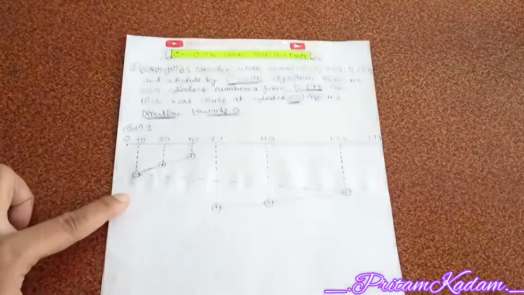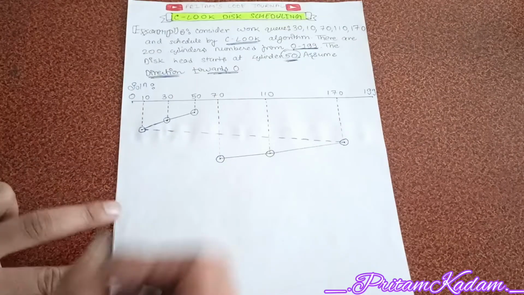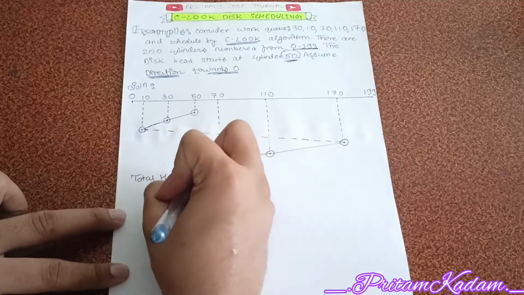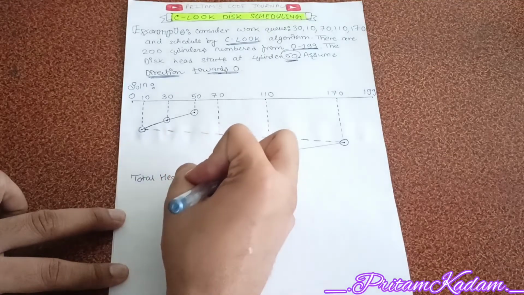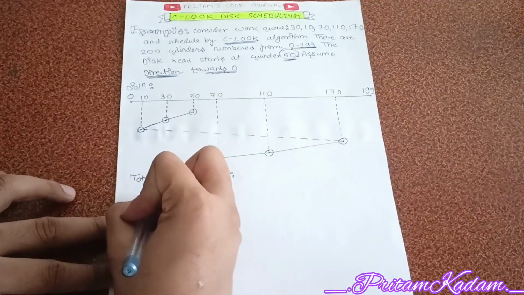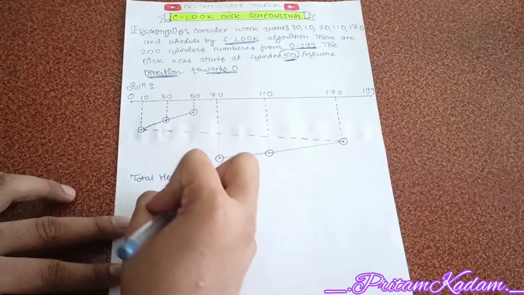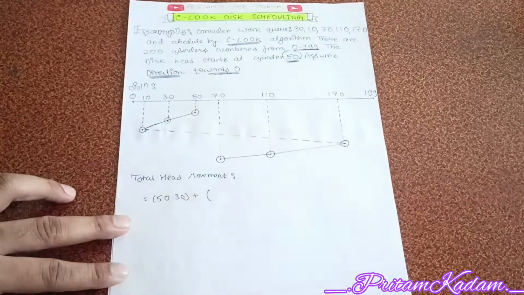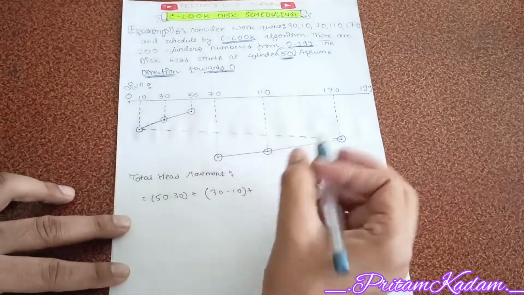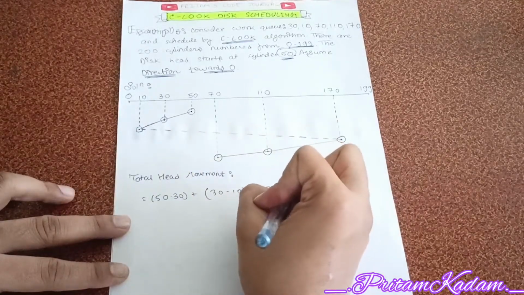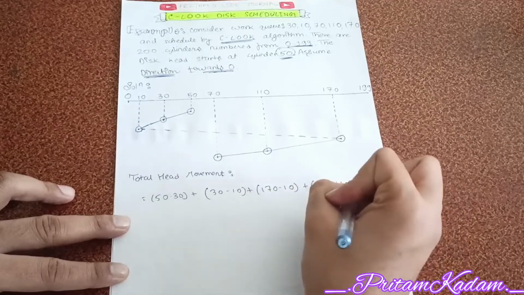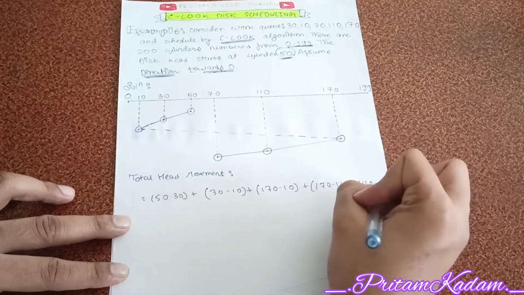Total head movement you can directly go as 50 minus 10, then 170 minus 10, and then 170 minus 70. But it is better to just have the summation of all the differences of the movement that the head has traveled. Okay, so 50 minus 30, then 30 minus 10, then we will go from 10 to 170, so 170 minus 10. Then we will go to 110, so 170 minus 110, and then we went to 70, so 110 minus 70.